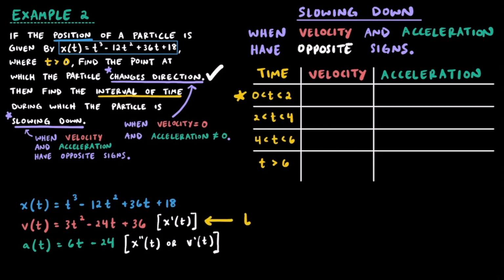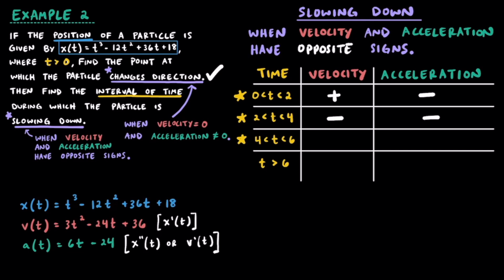I'm going to choose t equals 1, and when t is equal to 1, you can find out that the velocity is going to be positive, and when t is equal to 1 for the acceleration function, you'll get a negative value. For the second interval, when t is between 2 and 4, I'm going to try the value t is equal to 3. If you were to substitute in 3 to the velocity function, you would get a negative value, and if you substituted in 3 for the acceleration function, you would also get a negative value.